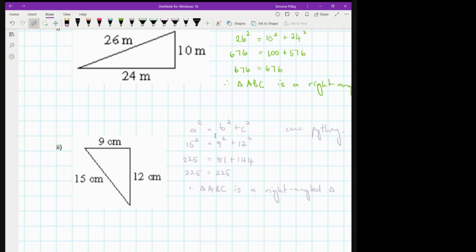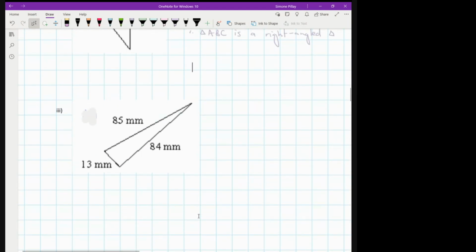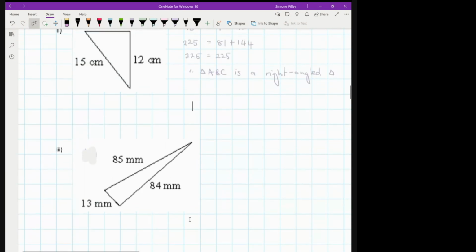So I hope nobody's confused. But if you are, remember we substituted in the longest side onto the left-hand side of our equation, and we multiplied out our exponents. We added everything up, and at the end of it all, our equation balanced. So because it balanced, Pythagoras worked in this triangle, which means it has to be a right angle triangle. And so we've then concluded ABC is a right angle triangle. Okay, let's move on. I think, brain break.